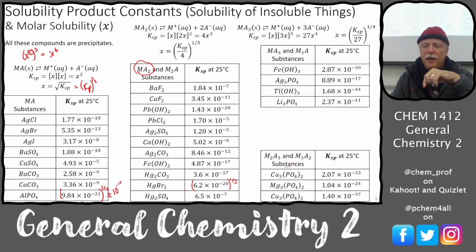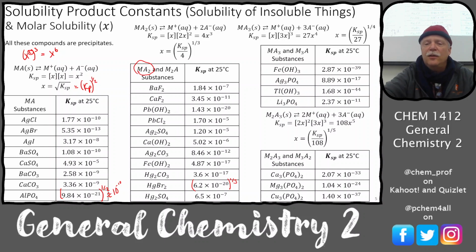I couldn't find any M2A3s. I thought maybe aluminum. It's a cation with 3 positive charges, but I didn't see any aluminum sulfate or anything. Those weren't precipitates. But here's the math associated with that. Kind of a strange formula, KSP divided by 108. Where did I get 108? Well, 3 cubed comes out as 27, and 2 squared comes out as 4, and 4 times 27 gives you the 108. Okay. So let's do these as ICE table problems. We won't do all of them, but we'll do a couple more.